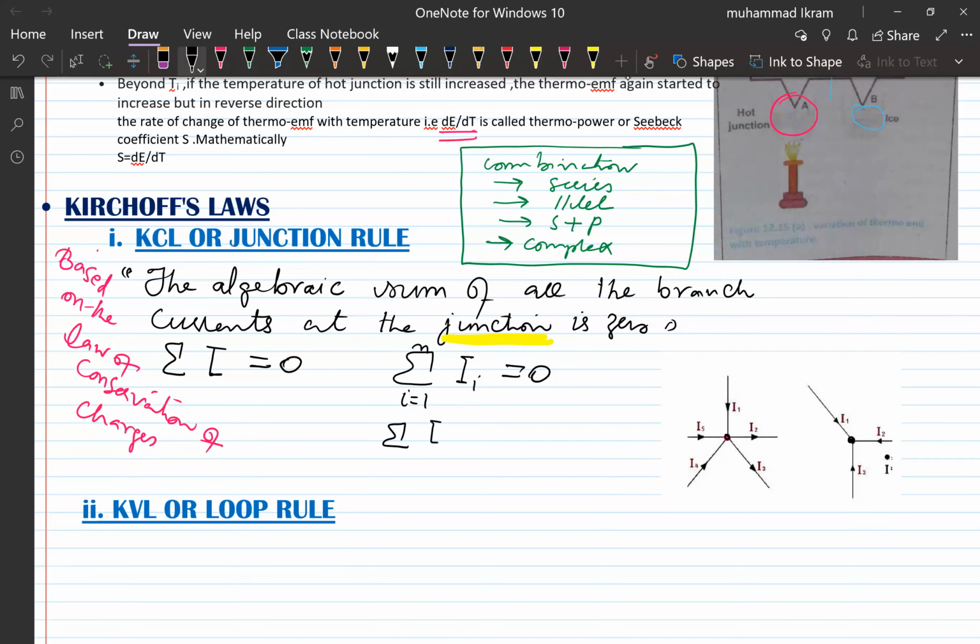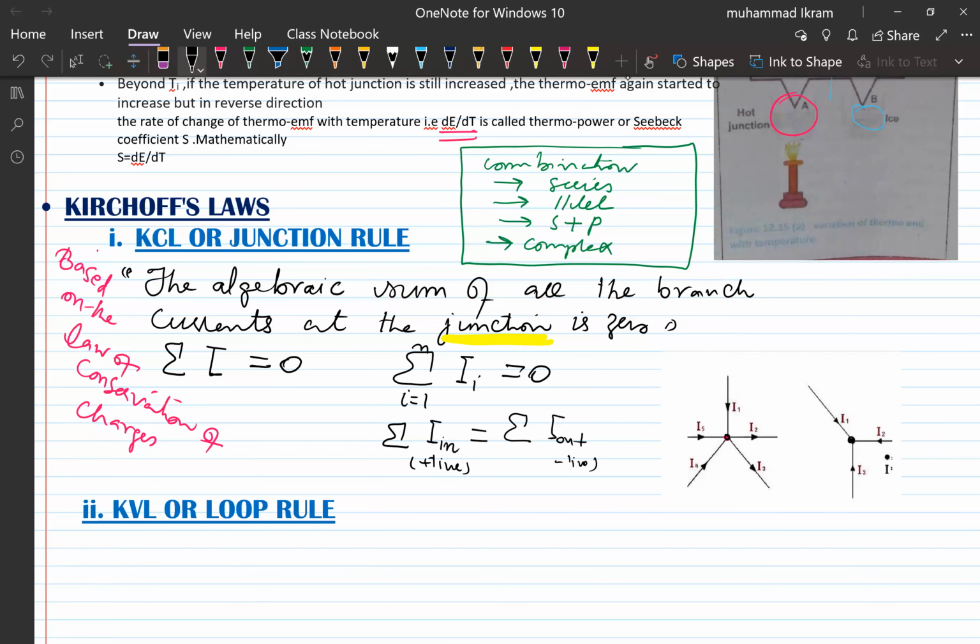And what does this mean? That the sum of all the current entering the junction is equal to the sum of all the current that leaves the junction. If we take the current entering the junction as positive, then the current leaving the junction will be taken negative.